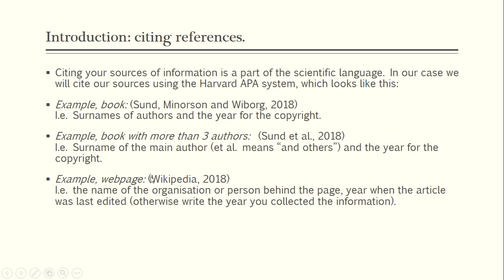Finally, an example web page, because I suspect that you're going to try and cite web pages in our reports. And then you give the name of the specific organization, and then the year the web page was last edited, if you can. Otherwise, for beginners like us, we can also write the year we collected the information, if we cannot find a date when the page was last edited.